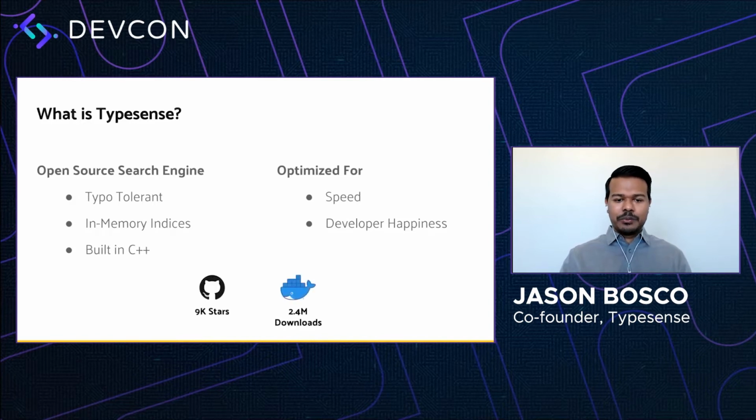And we have about 9,000 stars on GitHub so far. We have about 2.4 million Docker pulls, and it's continuing to grow, which I'm super excited about. And we're now hoping that we're able to share what we're working on with Typesense with more developers around the world.